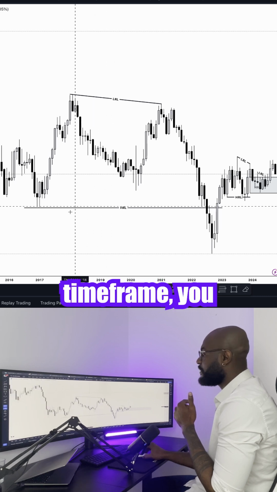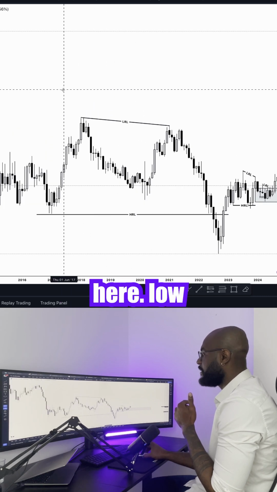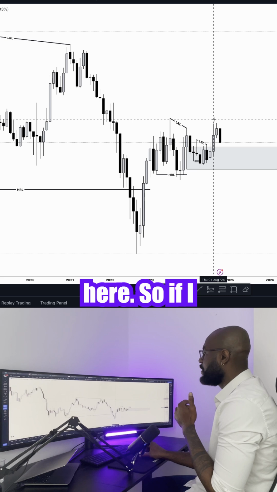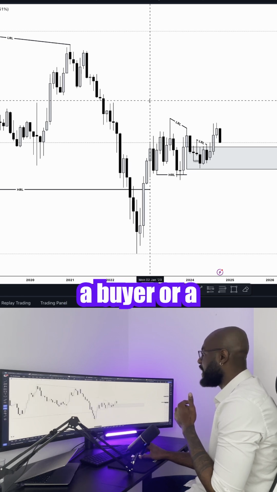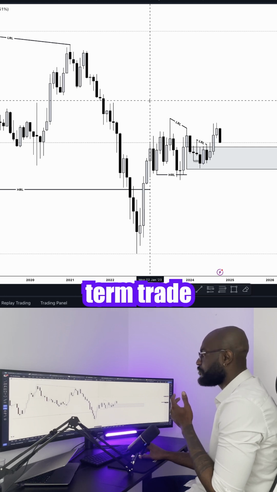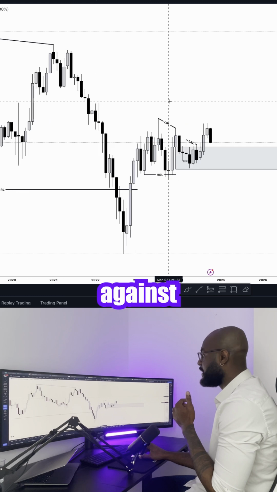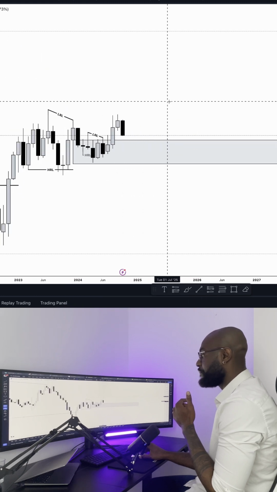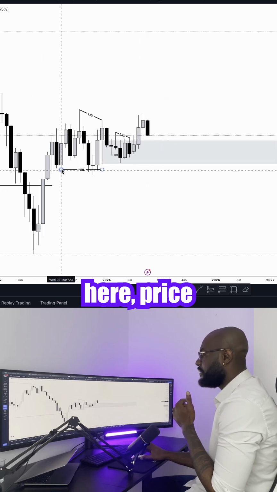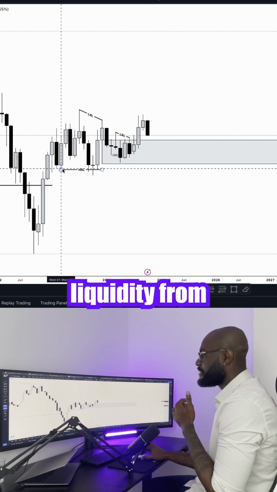On the monthly time frame, you can see high resistance liquidity here, low resistance liquidity here. So if I was to choose a side, whether to be a buyer or a seller, I'd potentially be looking for a buy on the long term. If I get into a sell, it will be a short-term trade because it's counter-trend against the overall market structure being bullish.